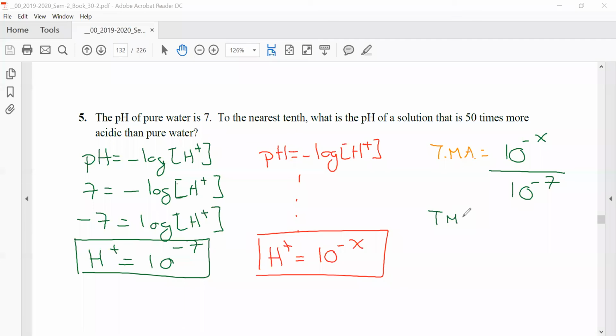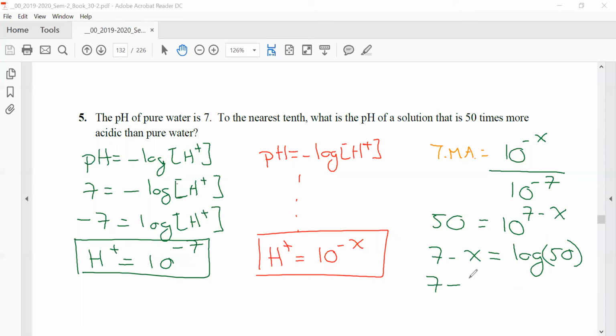So now I know that we're 50 times stronger. I subtract these things, and remember, when I'm subtracting, the negative 7 is going to become positive, because a minus and a minus give us a positive. Unknowns in my exponent, convert that to a logarithm. Again, it's a common log, so I don't feel the need to write the base, but I sure could. But I'm lazy, so I'm not going to.